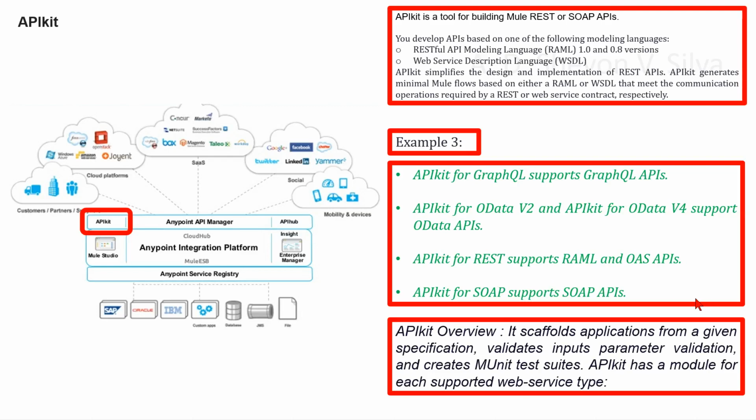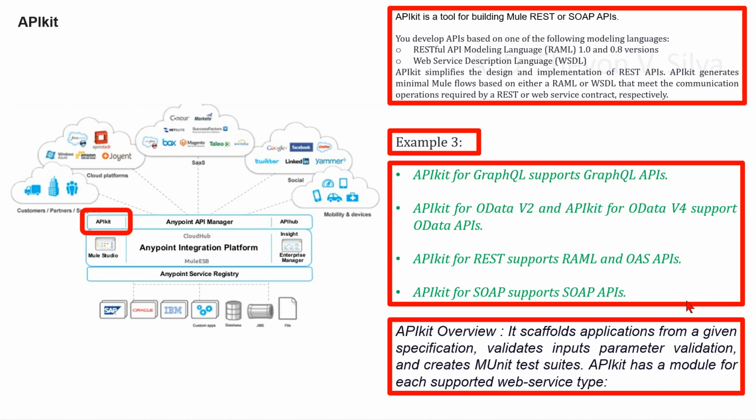Now we are considering APIkit overview. APIkit is a toolkit that simplifies the development of API-led applications for Mule developers. It scaffolds the application from given specification, validates inputs, does parameter validation, and creates Mule unit test suites. APIkit has a module for each supported web service type.